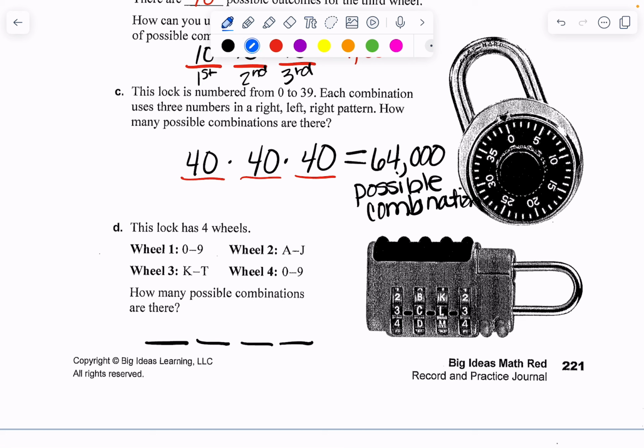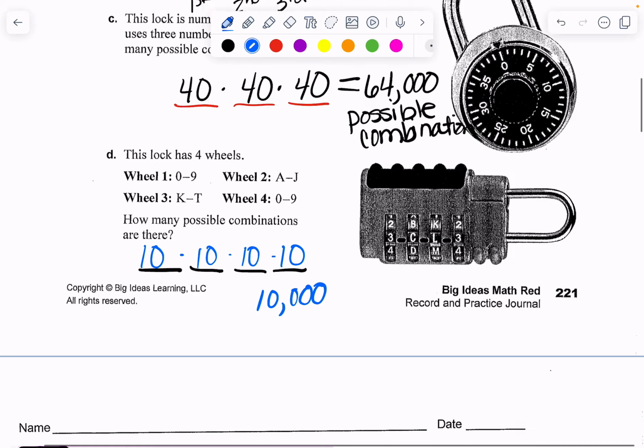Wheel 1 has to be a number 0 through 9, so there's 10 possible outcomes there. Wheel 2 has the letters A through J on it, which is another 10. Wheel 3 has K through T, which is another 10. And wheel 4 has 0 through 9, which is another 10. If I multiply those 4, 10 times 10 times 10 times 10, I end up with 10,000. So that lock would have 10,000 possible combinations.